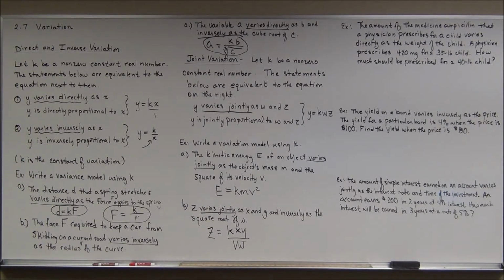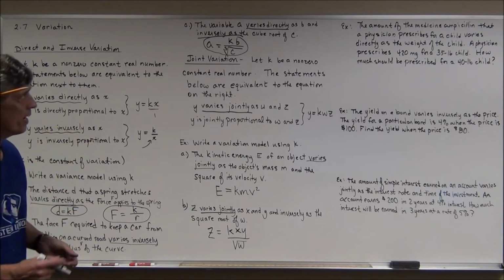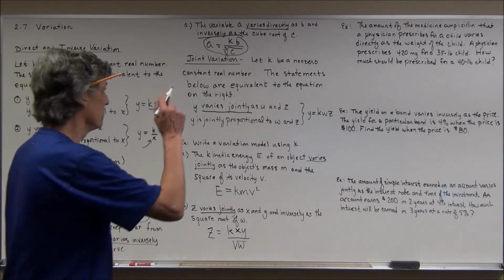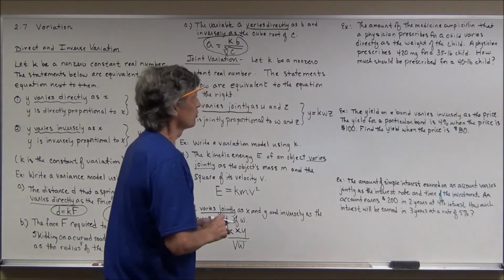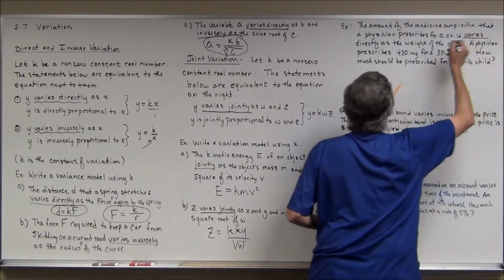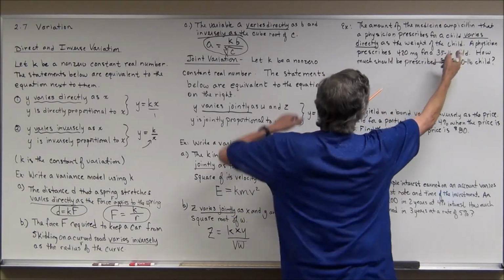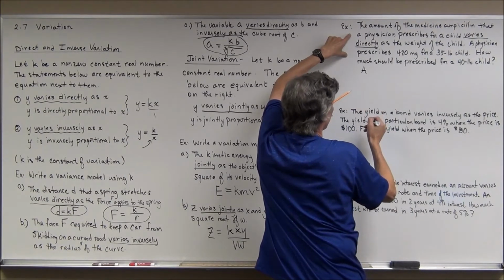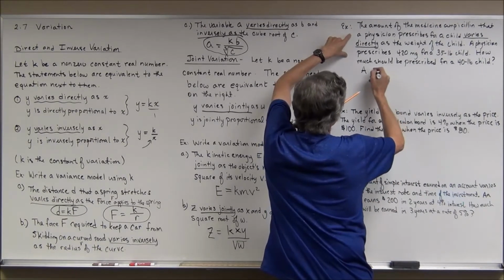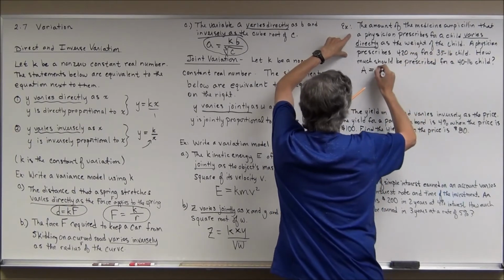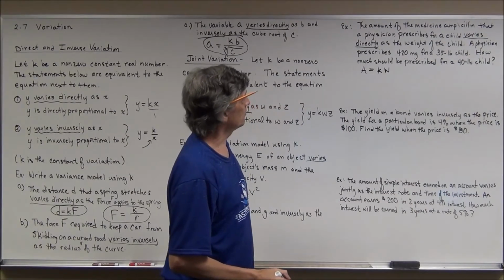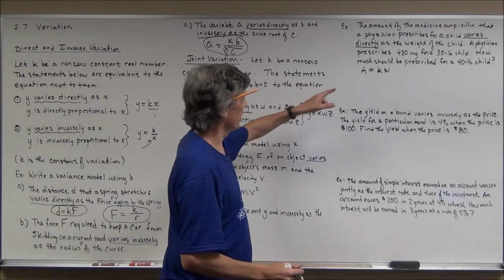Now you may have to first find k, the constant of variation, and I have 3 examples of that. The amount of medicine that a physician prescribes for a child varies directly, that's important, as the weight of the child. So I'm going to say A for the amount of medicine, which varies directly with the weight of the child, so I'll use W for the weight. So I have A equals k times W. Now that's going to model it, but I don't know what k is.